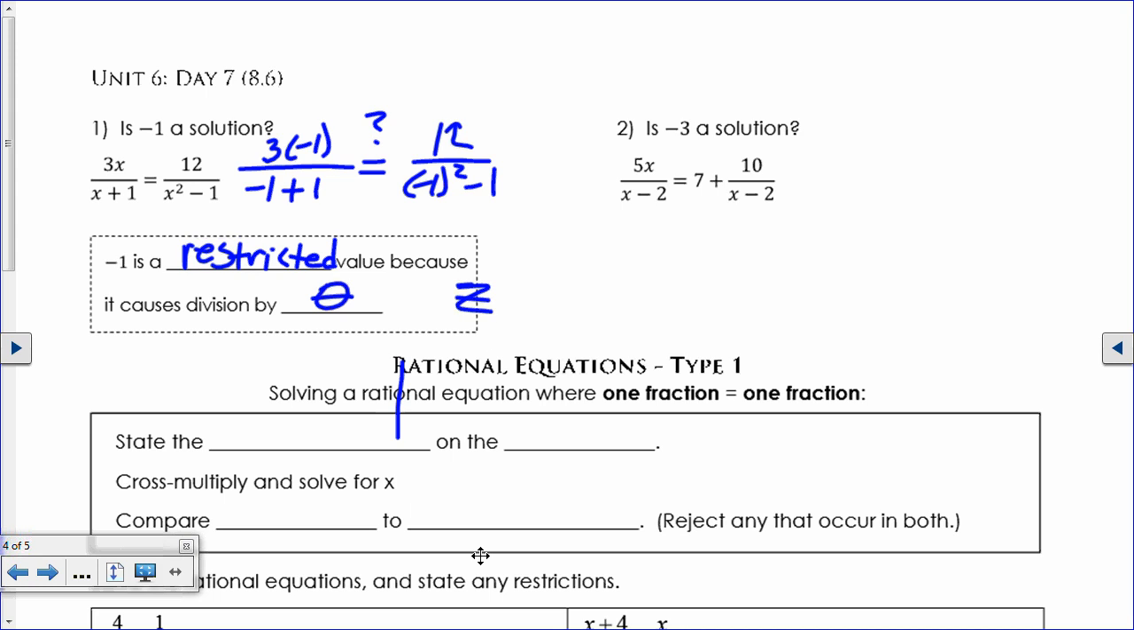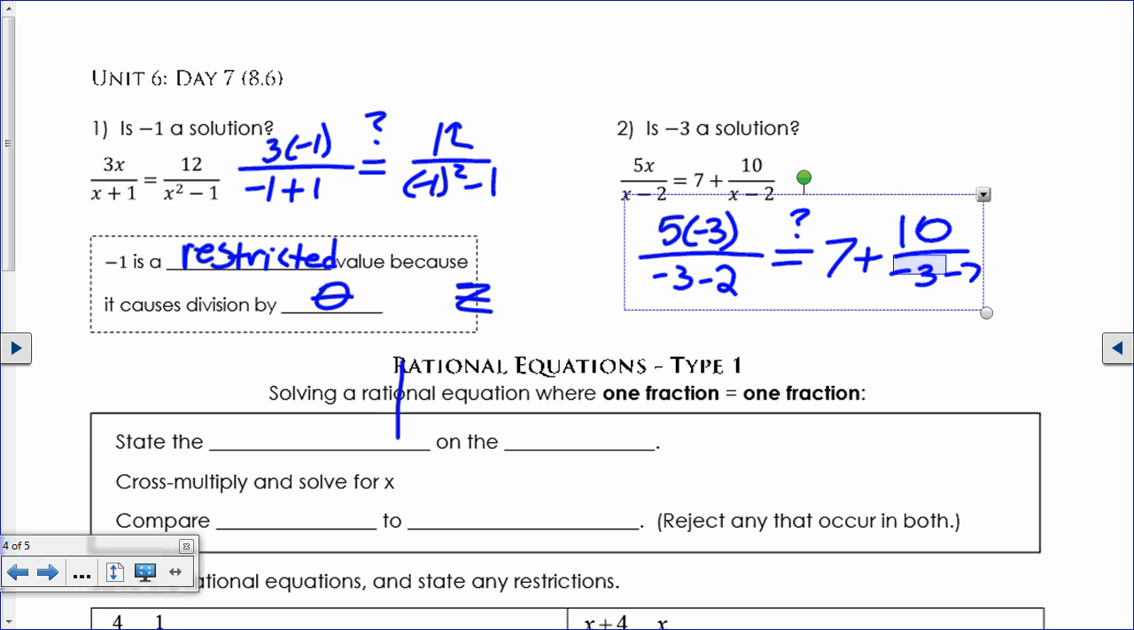Anyway, so that's how you guys can tell something's a solution or not. It's a restricted value or you don't get the equality to work. What about this one? What if I wanted to know that -3 was a solution? Plug it in. So 5 times -3 divided by that. I want to know if that's the same as this.